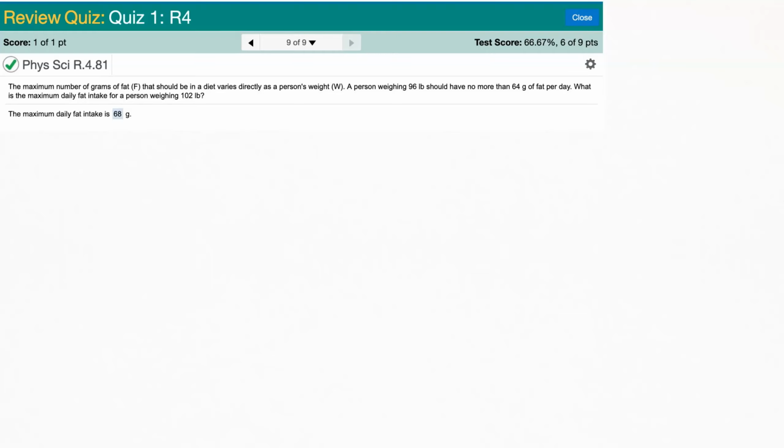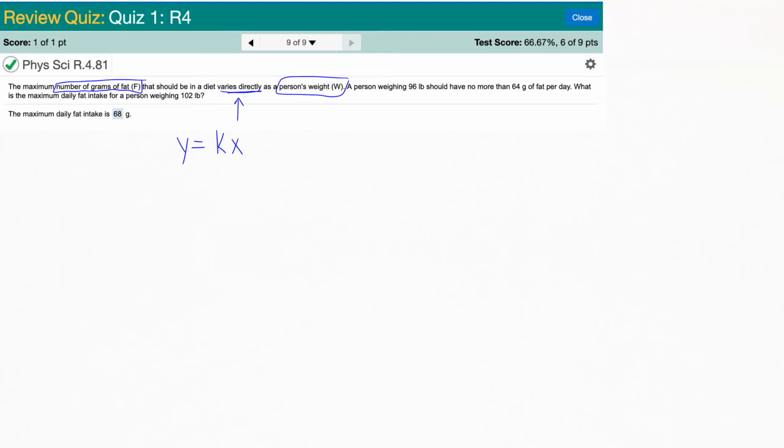Question 9 is a classic varies directly style problem. So what you're going to see here is that they've got the number of grams of fat varies directly as a person's weight here. So that terminology, varies directly, means that we have a specific setup of our problem. The setup on a varies directly problem is y equals k times x. So k is some constant that we always have to go try to figure out.